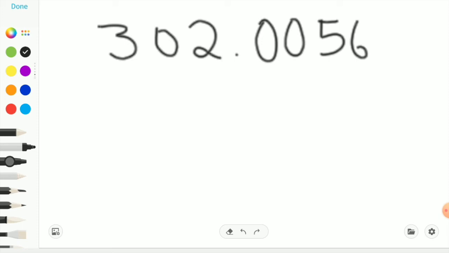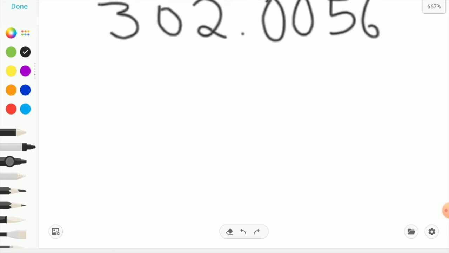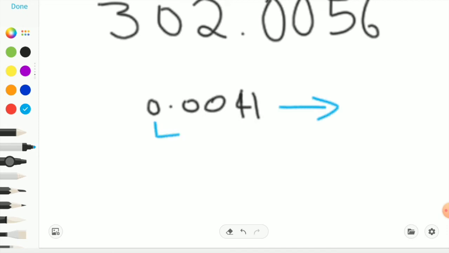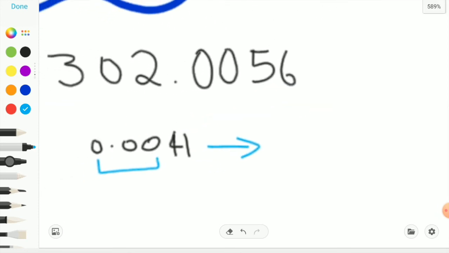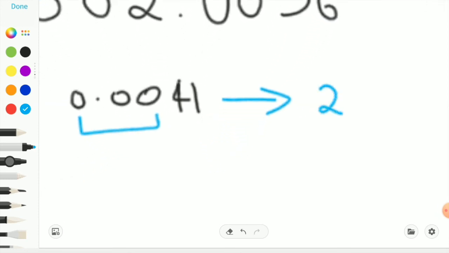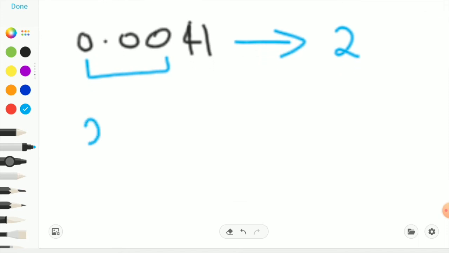Here, I'll do a few examples quickly. So if you had 0.0041, again, these are called leading zeros, so they're not significant. So this would actually be 2. If you had 2.040, this is after the decimal and this is sandwiched. So everything is significant here, so 4.